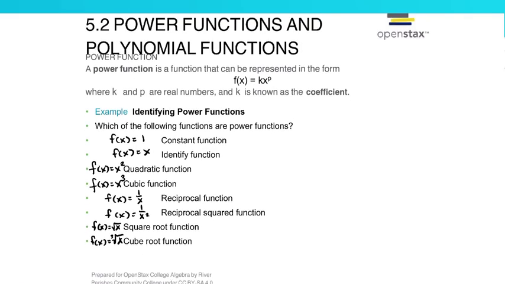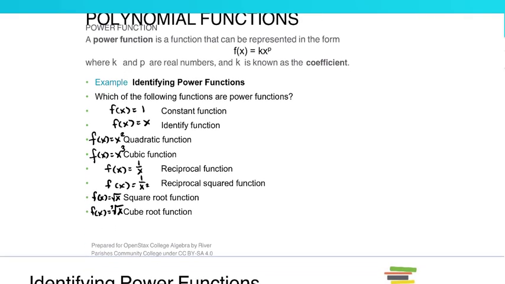So let's first start with talking about what is a power function. A power function is a function that can be expressed in the form f of x equals k x to the p, where k and p are real numbers and k is known as the coefficient. So the number in front of x, we call that the coefficient.